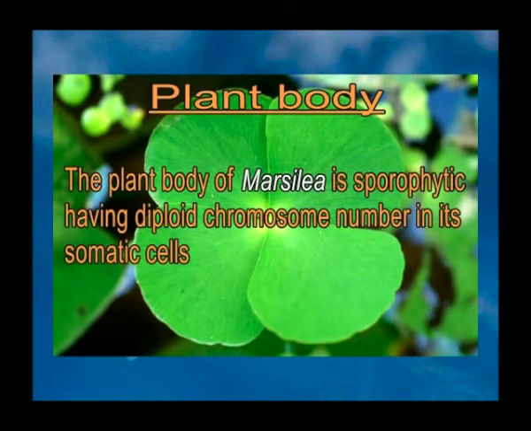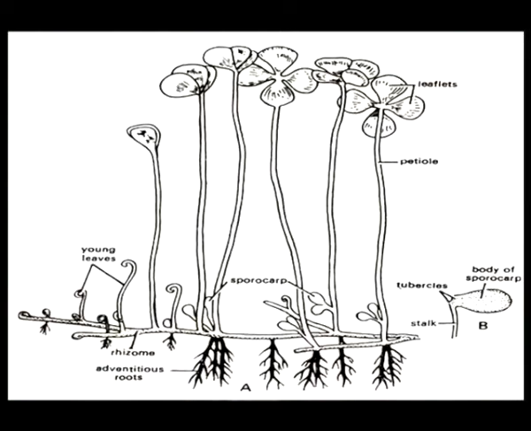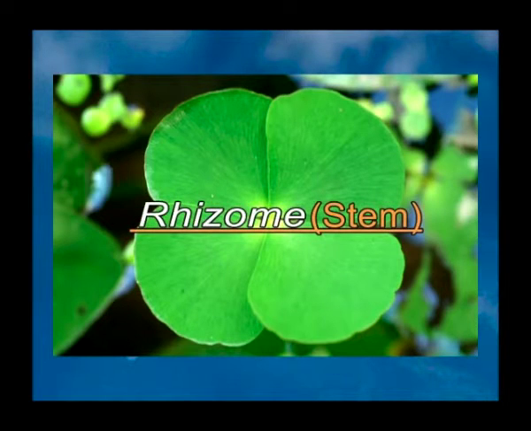The plant body of Marsilea is sporophytic, having diploid chromosome number in its somatic cells. The sporophyte is differentiated into rhizome, roots and leaves. We will first discuss the rhizome.